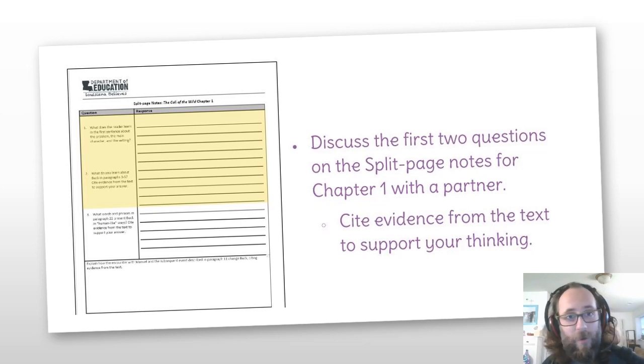Okay, let's look at number 2. Number 2, what do you learn about Buck in paragraphs 3 to 5? Cite evidence from the text to support your answer. So do that. Go back and review paragraphs 3, 4, and 5. You'll push pause here, and then you will cite evidence as you answer that question.